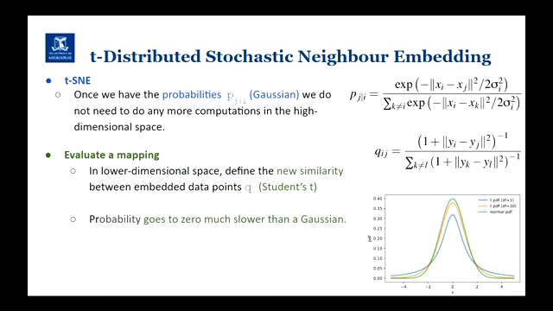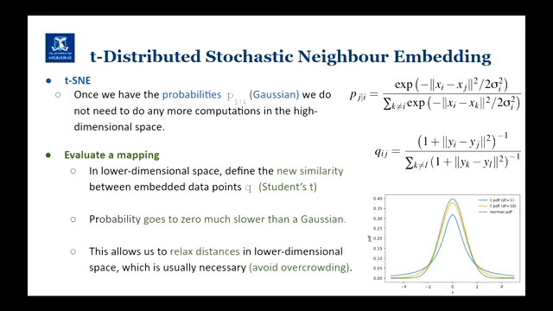The effect that this has is basically relaxing the distances of points in space and avoiding overcrowding points when we do our 2D or 3D representation. So it makes the points a bit further away from each other. Okay?